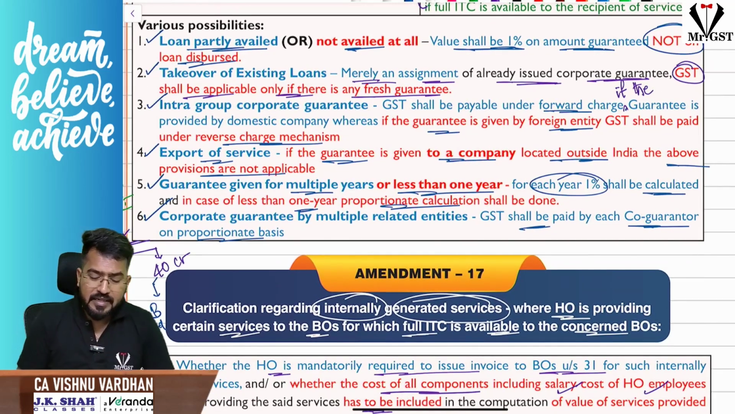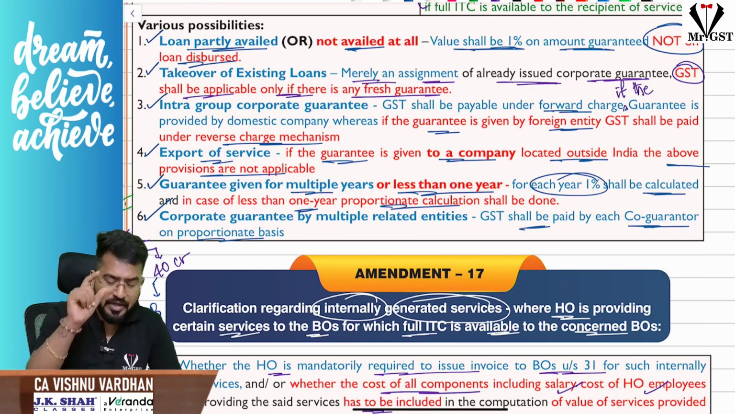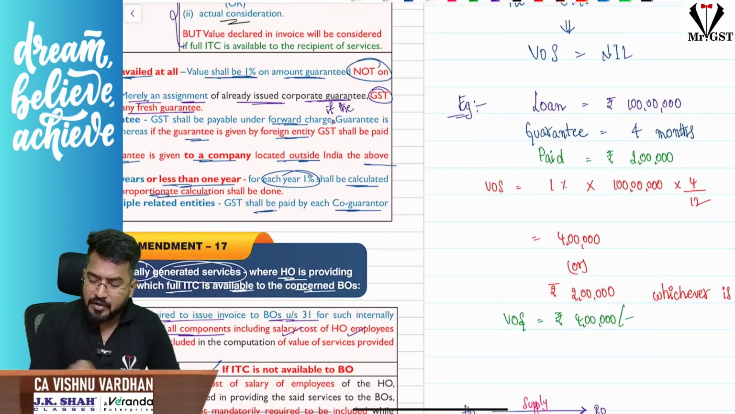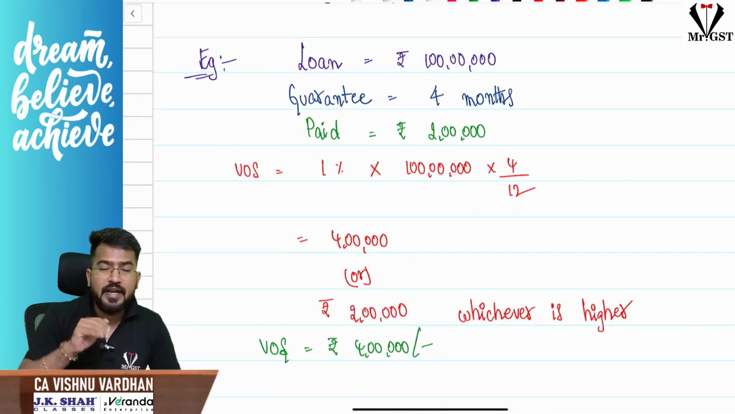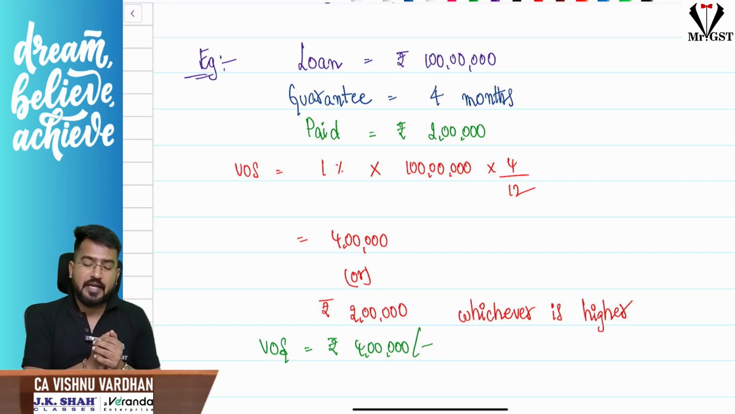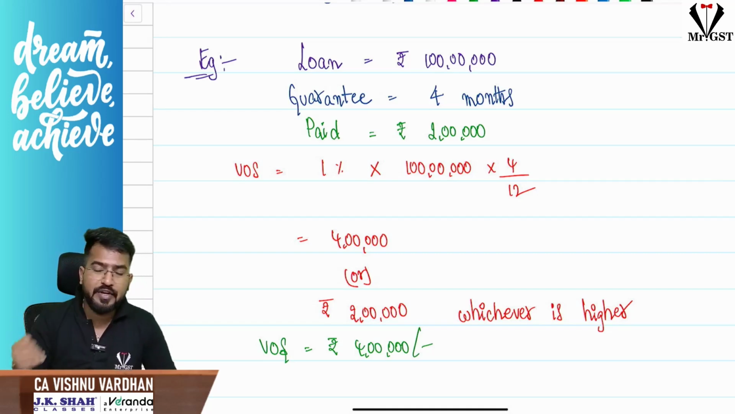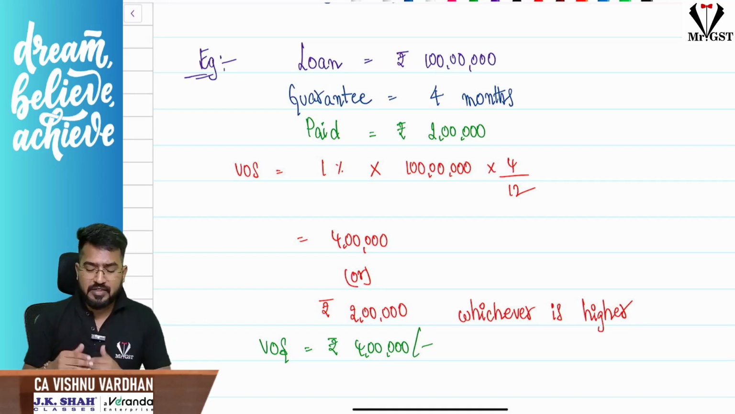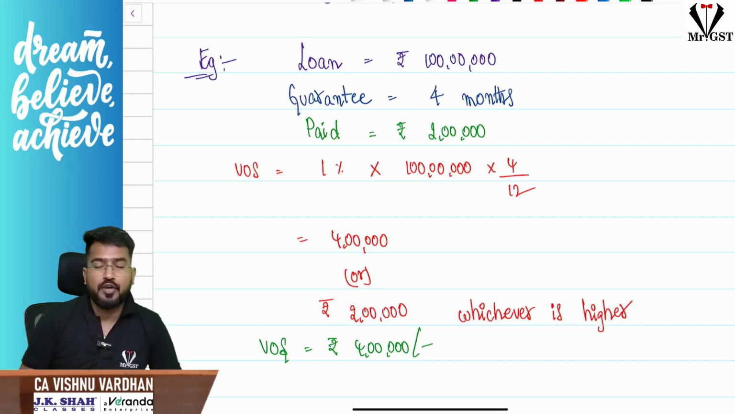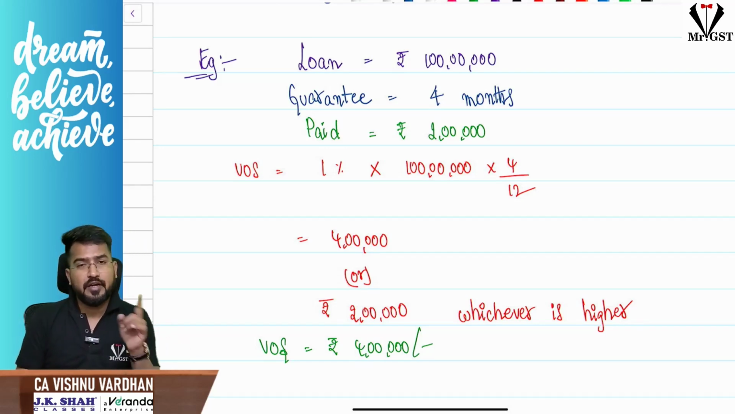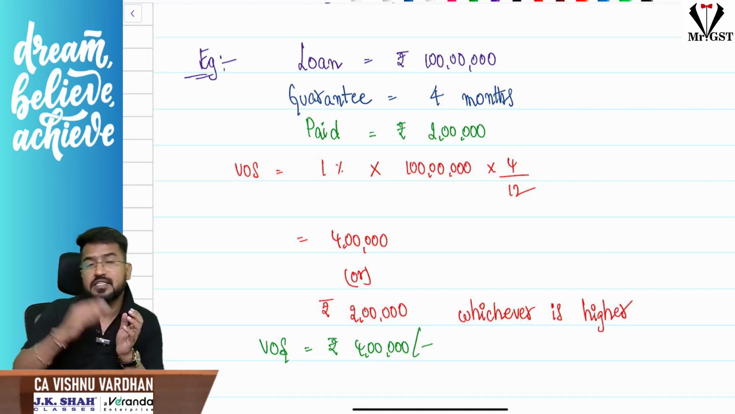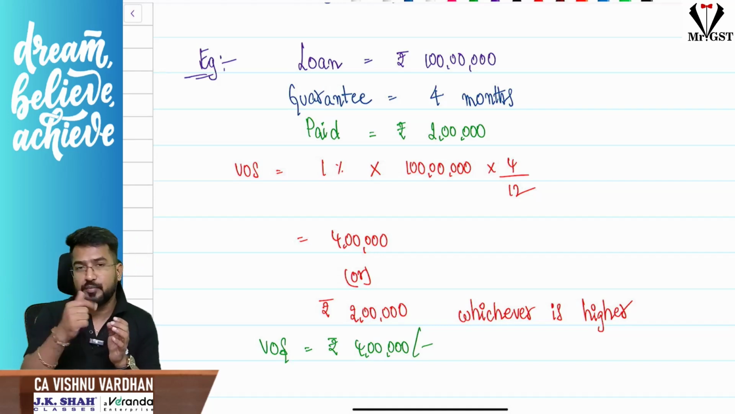Okay, next, the last possibility: what if the corporate guarantee is given by multiple entities? And one more small point. Sir, in the fifth point, we said if it is given for multiple years, you should calculate every year. What if in the same year it is given just for a particular period of time? For example, loan amount 100 lakhs, guarantee given only for 4 months. Proportionately you should calculate. 1% of 100 lakhs into 4 divided by 12, you will get 4 lakhs. But for that, I have paid consideration of 2 lakhs. Whichever is higher, 4 lakhs is higher, so value of supply will be 4 lakhs. That means if the guarantee is given for the whole year, calculate it accordingly. If it is given for only part of the year, proportionately you will calculate. If it is given for multiple years, every year you calculate this and pay GST accordingly.